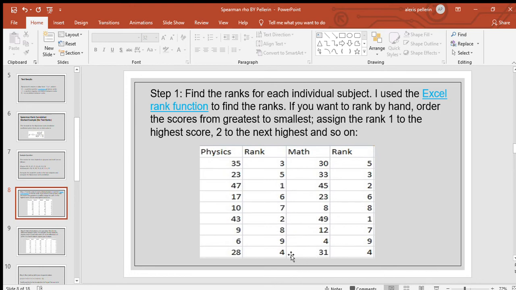So how do we rank this one? Since 47 is the highest, you rank it first. Then 43 is next, then 35, 28, 23, 17, and then 10, 9 and 6. That's how you are going to rank this.